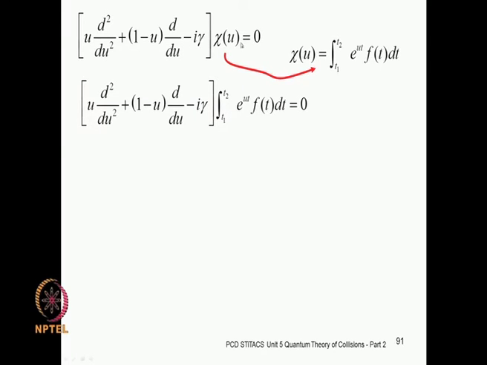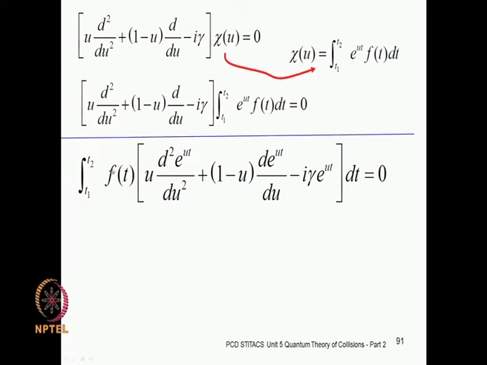So, let us do that, and this is your Laplace transform expression for the solution chi, okay. Now, chi is expressed as this integral. So, I write this integral in place of this chi over here, okay. The differentiation is with respect to u, integration is with respect to t, okay. These are completely independent processes, okay, and I can write this differential equation.